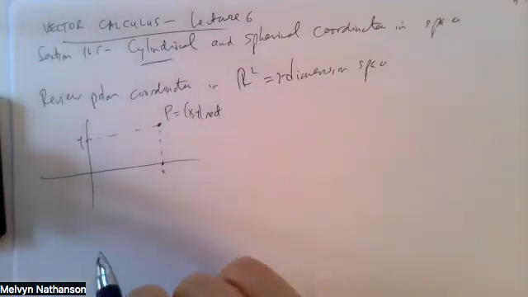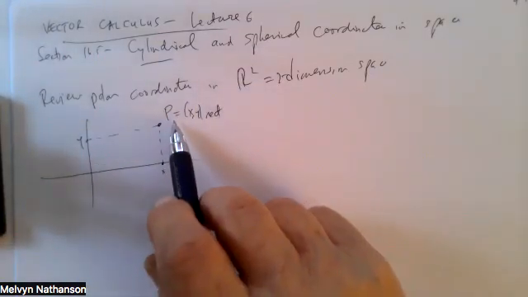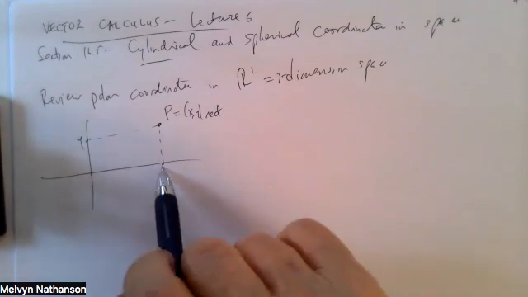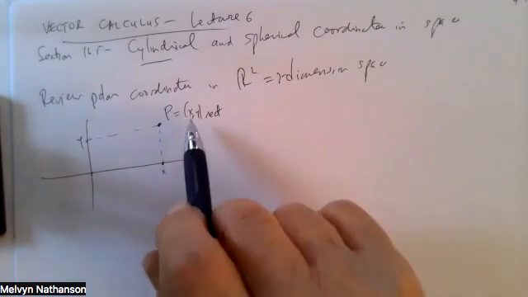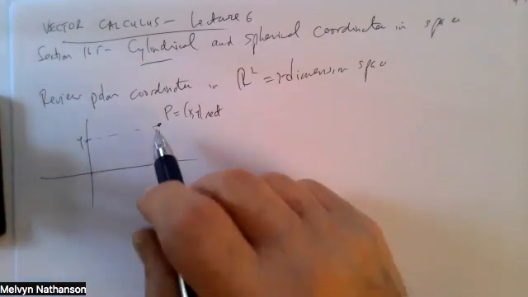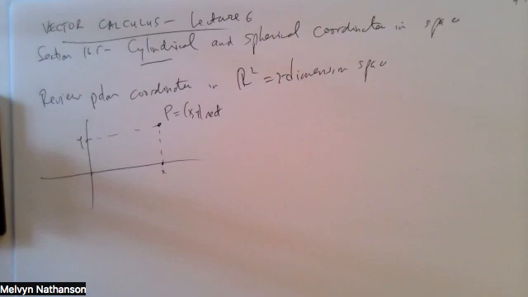All right, rectangular. This means to locate this point, starting at the origin, you go x units to the right. Of course, if x is negative, that means to the left, and y units up or down, and that brings you to that point. So those are the rectangular coordinates.